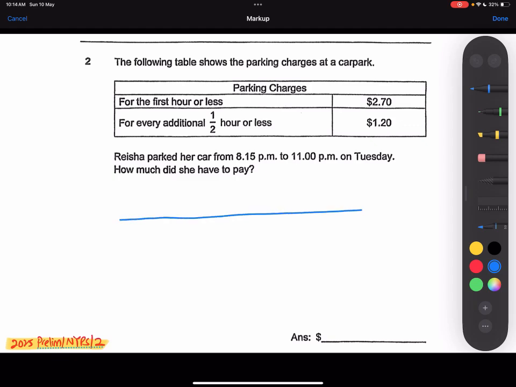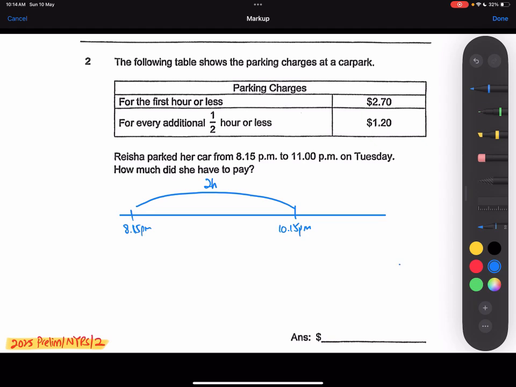Now first, let's draw our timeline. She started parking at 8:15 p.m. From 8:15 to 10:15, that will be 2 hours. Okay, and then from 10:15, let's do a 30 minutes block. 30 minutes will be 10:45 p.m. It ends at 11, so there's another 15 minutes here.